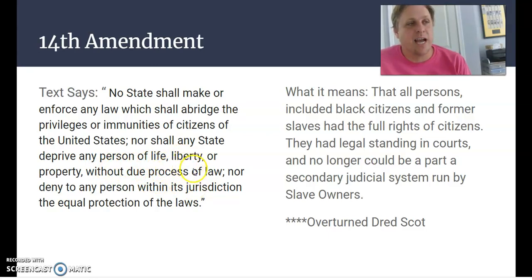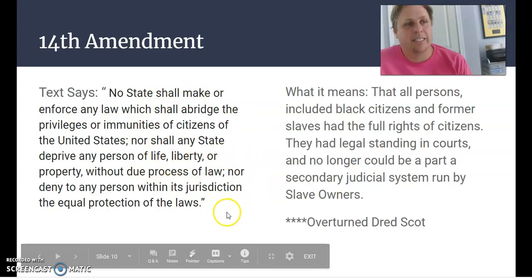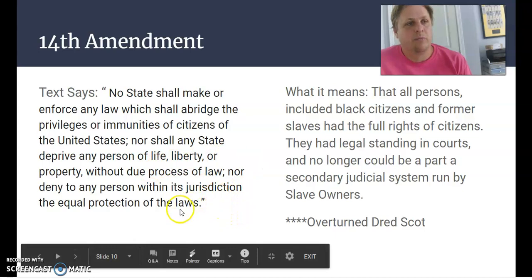So everything you heard in Dred Scott is now overturned by this amendment. People have the right to go to court. People have the right to be a citizen. Right? We again overturn that idea that we talked about at the beginning of the slideshow.